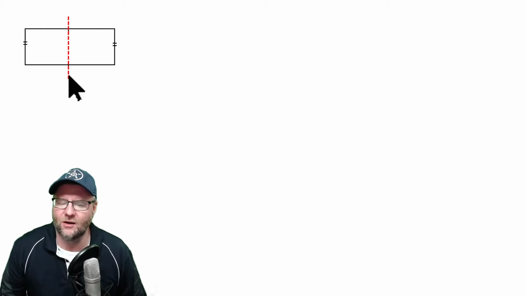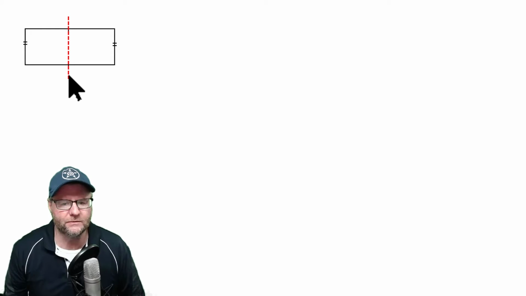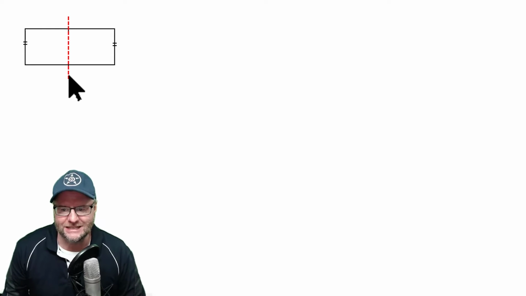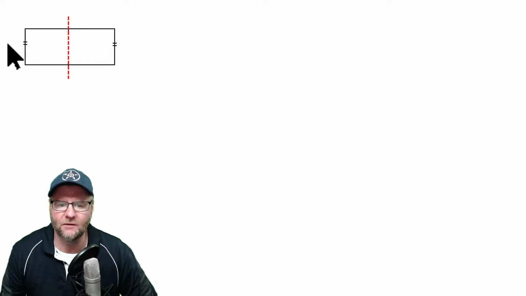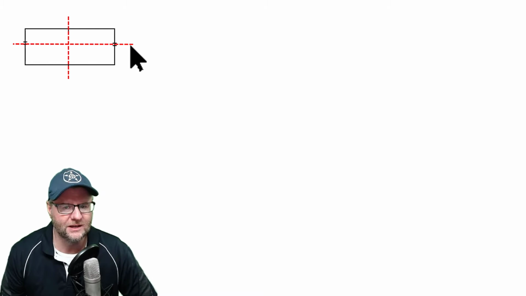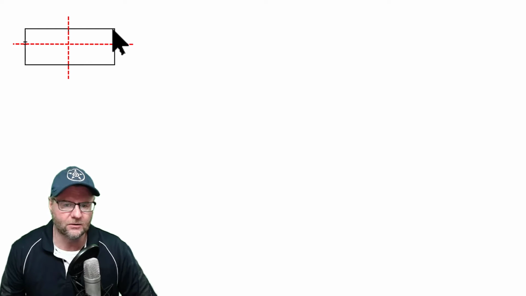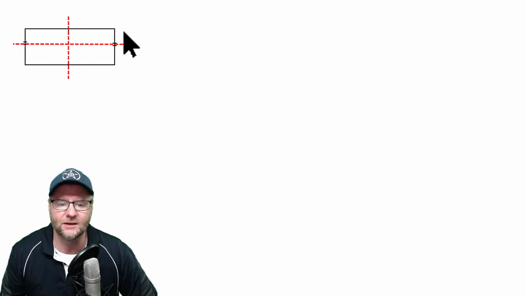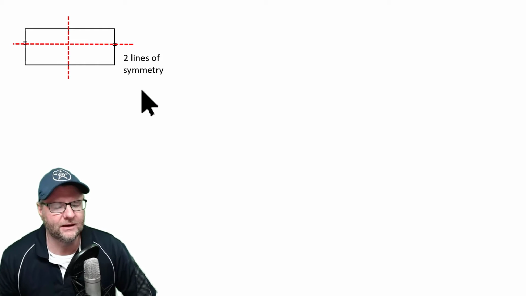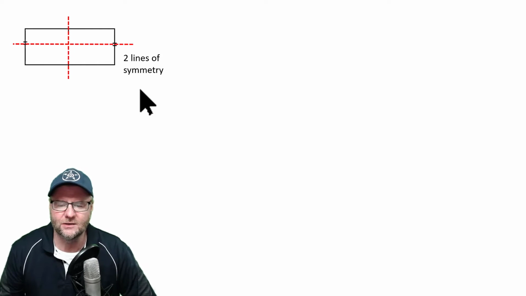Now, is there another line of symmetry where I could fold this rectangle in half and have it exactly the same on both sides? Well, hopefully you can see there's actually one across this way. Now, not the diagonals, because if I folded the rectangle on a diagonal, they wouldn't line up exactly. So the only lines of symmetry for this rectangle are here, and we say there are two lines of symmetry.